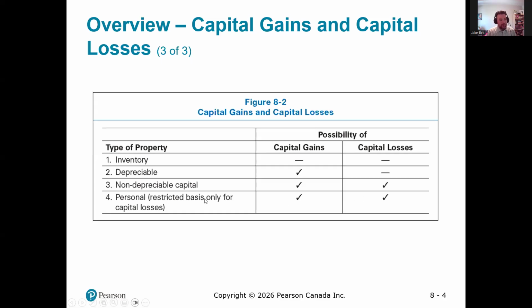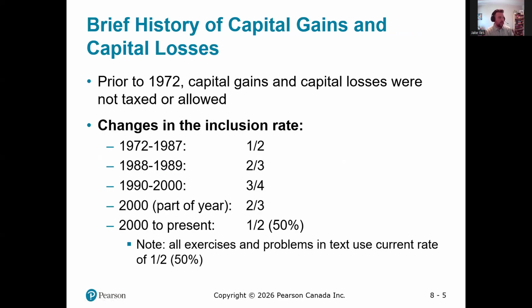The thing about personal is those capital losses can only apply against other personal capital gains, and specifically for listed personal property. Again, that is a topic we will cover closer to the end of this chapter, but I want to emphasize that although personal can have capital losses, they can only apply against other realized capital gains.